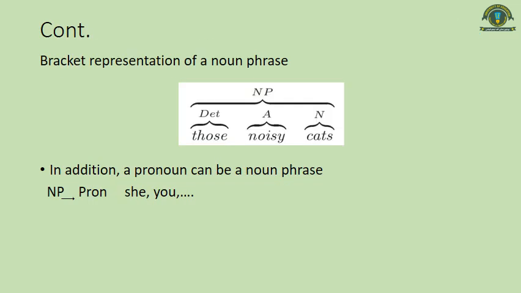Now you can see the bracket representation of a noun phrase, those noisy cats. A noun phrase is containing determiner, adjective and noun. In addition, a pronoun can be a noun phrase as well. For example, we can use she or you, and that is called a noun phrase under syntax.